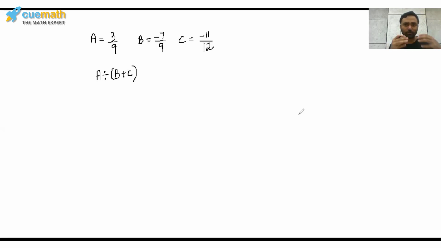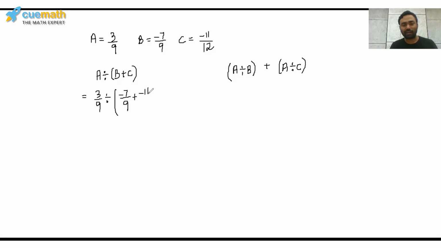Now here first we are going to check whether the division of rational numbers is left distributive over addition. So that is why we have taken the division to the left of the addition sign, and this would give us A divided by B. Like if we distribute A and this division sign with B and C, we are going to get A divided by B plus A divided by C. Now let's substitute the values here. So A is 3 over 9 divided by B is negative 7 over 9 plus C is negative 11 over 12.